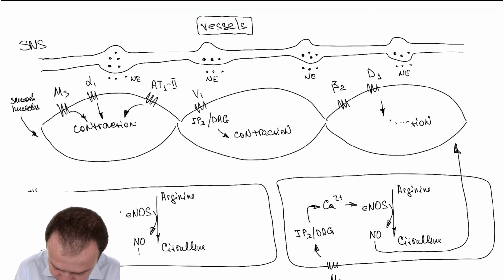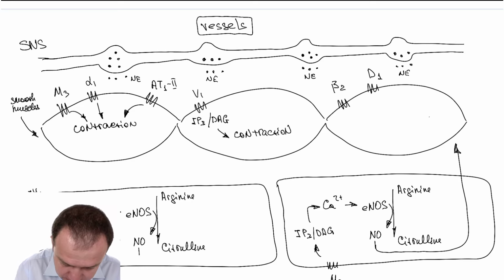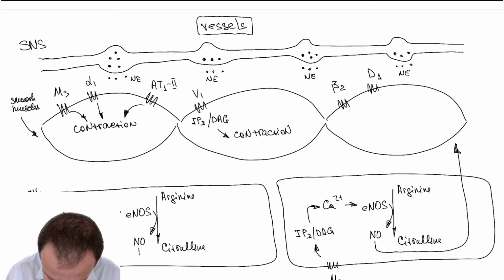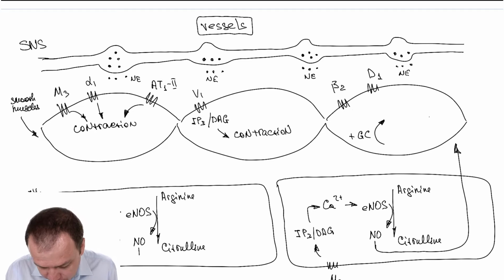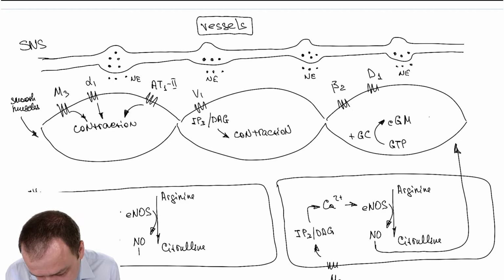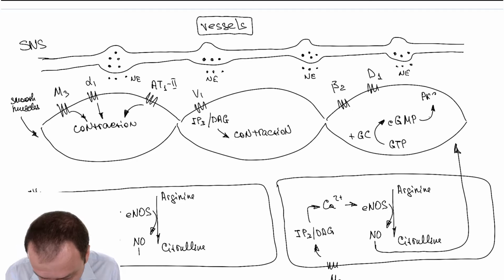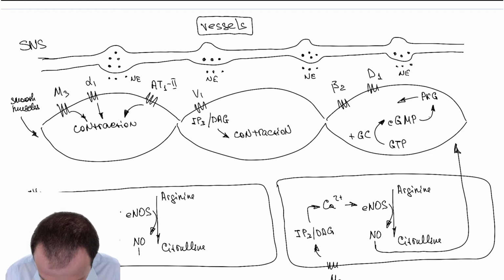And what happens in smooth muscle cells? Inside the smooth muscle cells, nitrous oxide molecule stimulates guanylyl cyclase. And in response to stimulation, guanylyl cyclase converts GTP to cGMP. And cGMP activates protein kinase G, and this causes relaxation. Relaxation of smooth muscles.